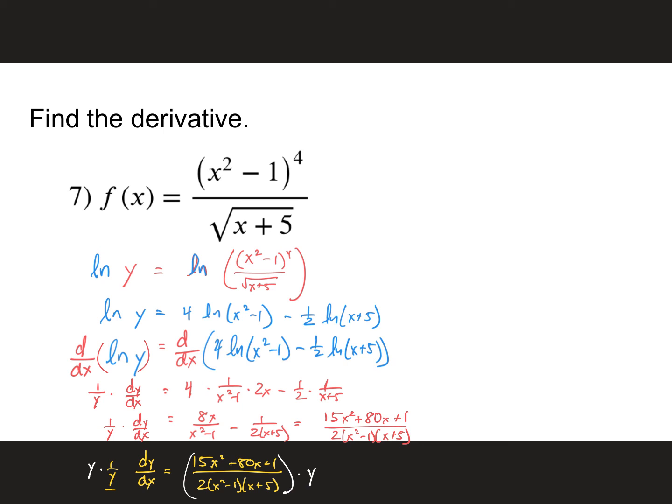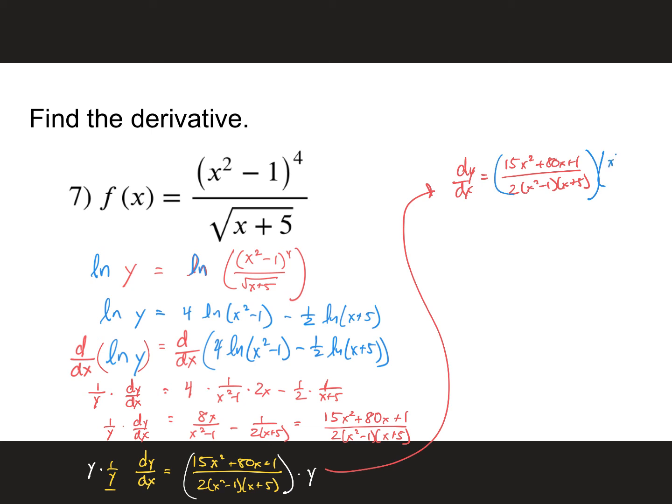Well, what's y? I don't want to reintroduce something new into the equation or keep a variable y. My original problem had x's in it. My final answer has to have nothing but x's in it. So what I will do is take this expression, dy dx equals 15x squared plus 80x plus 1 over 2 times x squared minus 1 times x plus 5, and multiply it by y. Well, what is y? y is the original problem that we started with: x squared minus 1 to the 4th over the square root of x plus 5. That would be a good enough final answer.